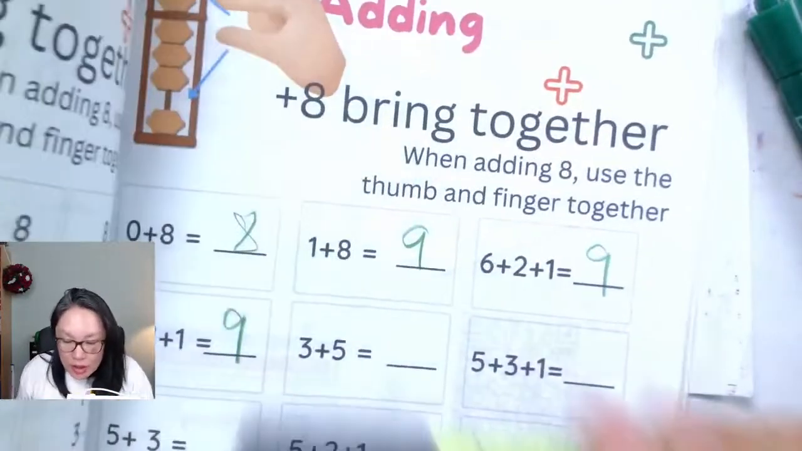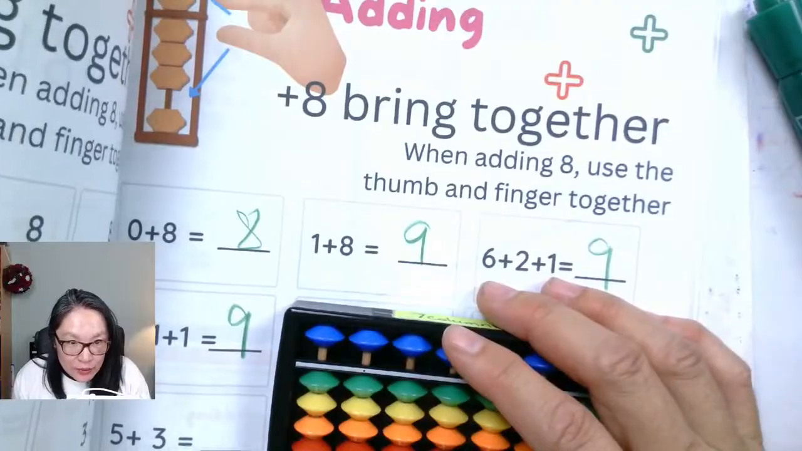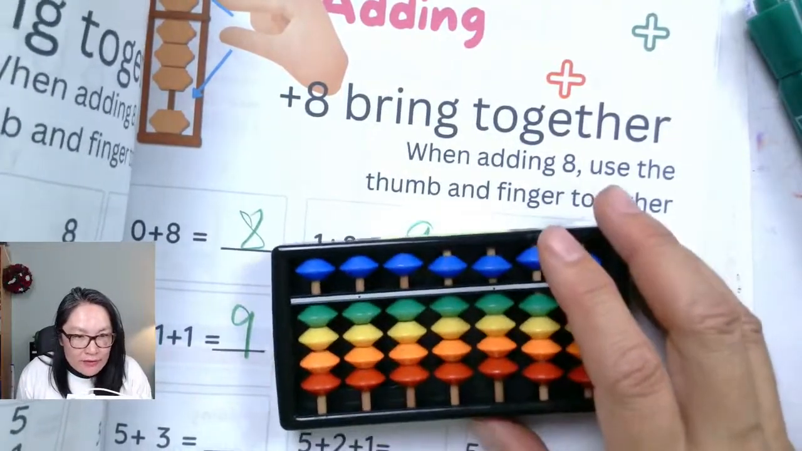Okay, so we understand minus 8. We understand plus the 8. Are we okay? Does that make sense? So what we're doing is we were just moving the beads.